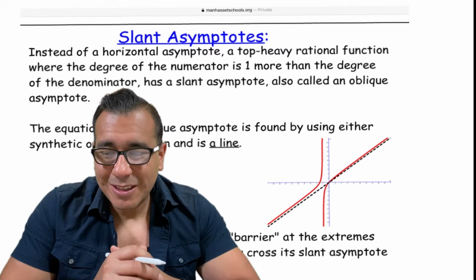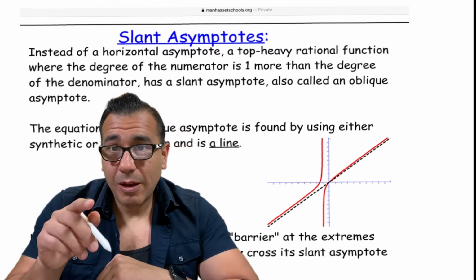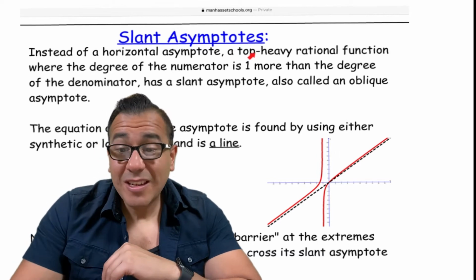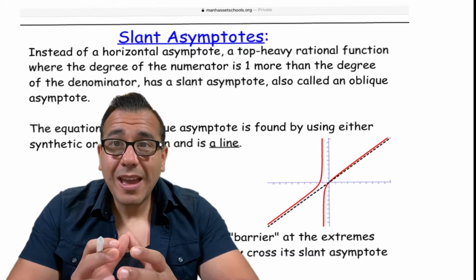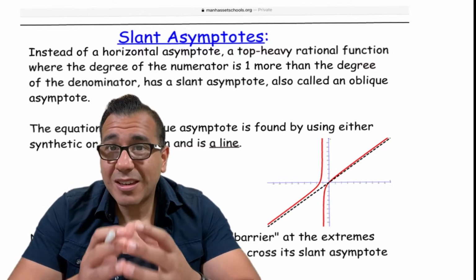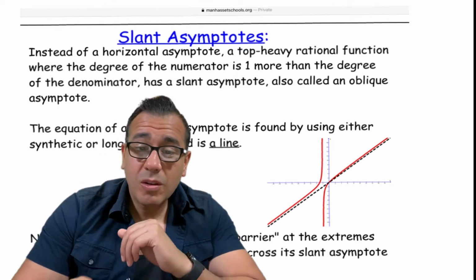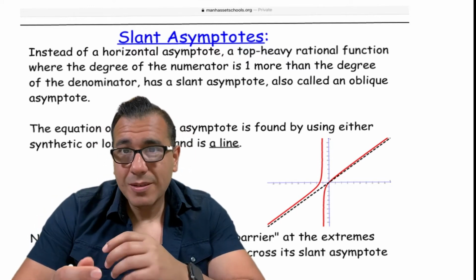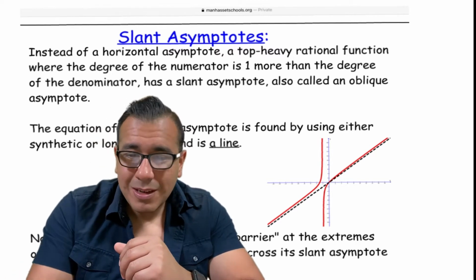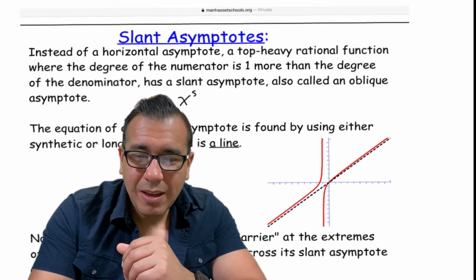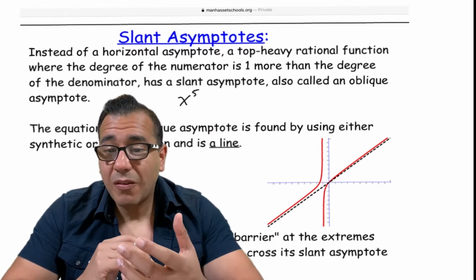So let's look at this. Instead of a horizontal asymptote that we looked at last time, a top-heavy rational function. When we say top-heavy, we're going to look at the degree. And remember, the degree is the largest exponent. So say the largest exponent you have in the numerator is 5. Ignore everything else; we're just going to talk about the degree. So say the numerator has degree 5.